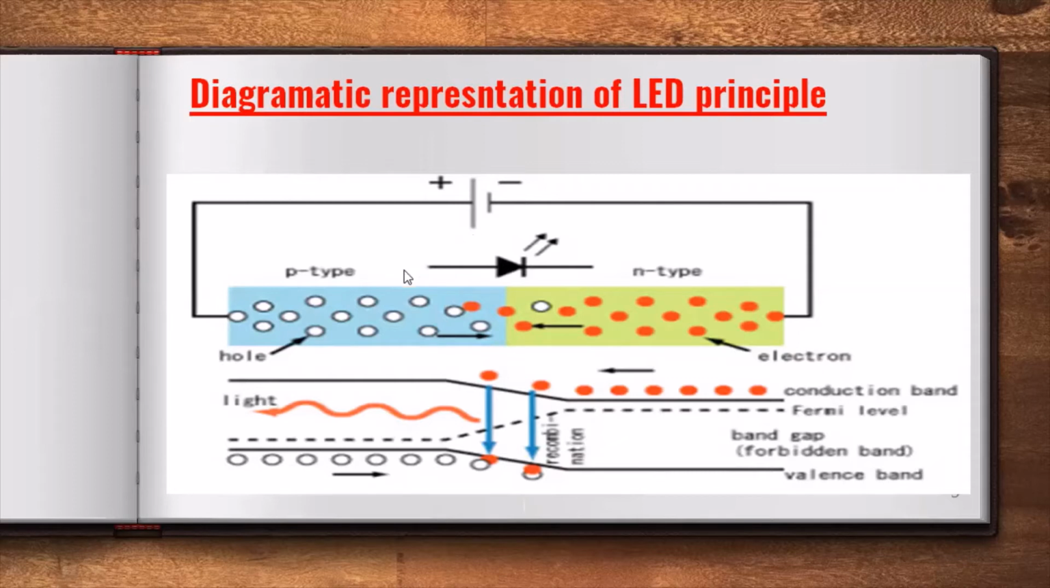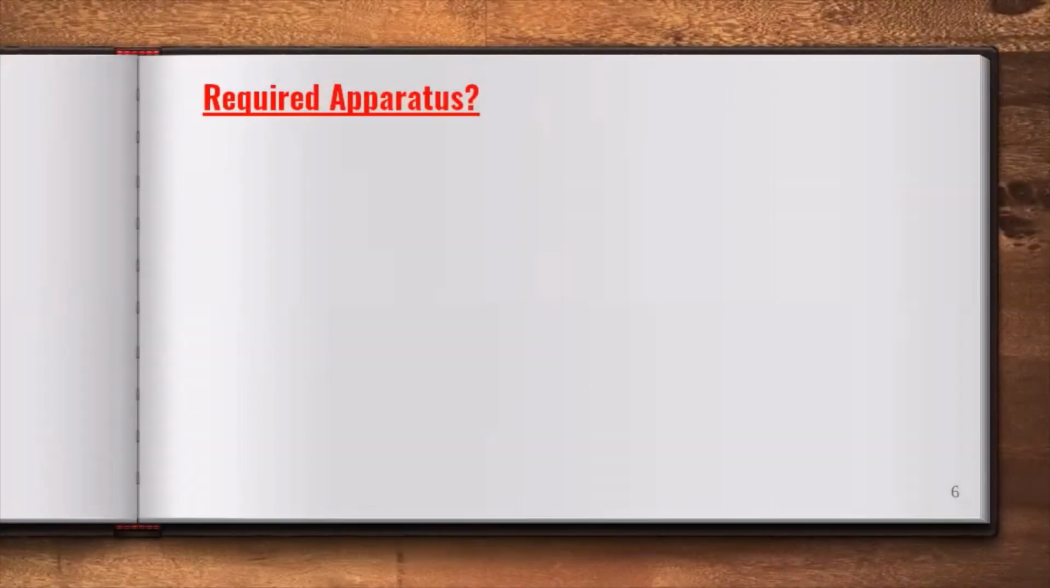This is the symbolic representation of the LED. Here, it's similar to the PN junction diode, but the arrow represents the light coming out from the diode. Coming to the experimental point of view, what components do we have to take, can you guess? To measure the IV characteristics of LED, what components do we have to take?